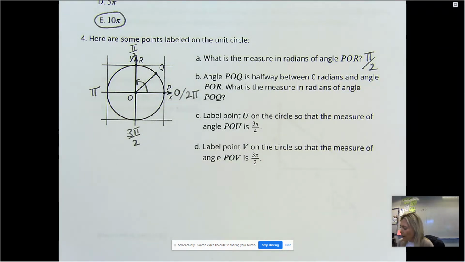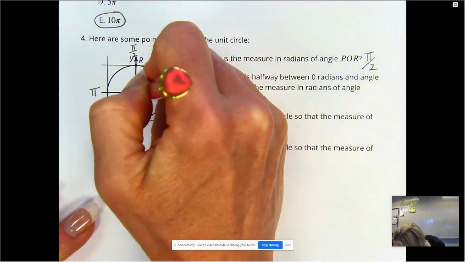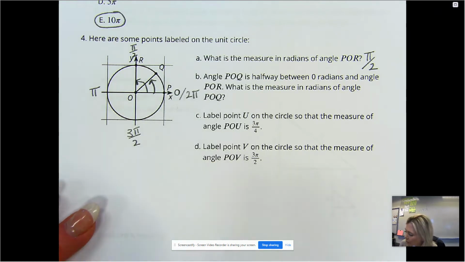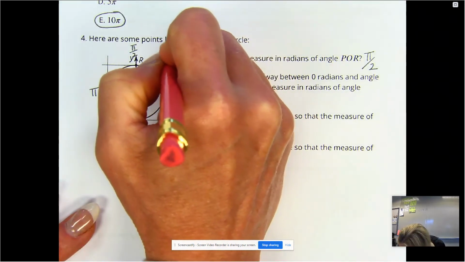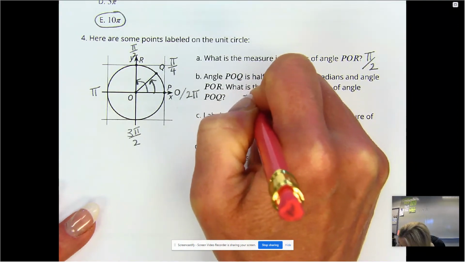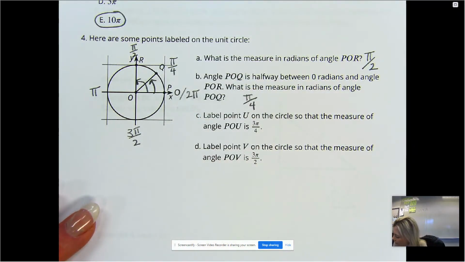Angle POQ is halfway between 0 radians and angle POR. So we're looking now at this angle, which is half of the other one. So half of pi over 2 would be pi over 4. Half of 1/2 is 1/4. So this would be pi over 4, or 1/4 pi in radians. Pi over 4.